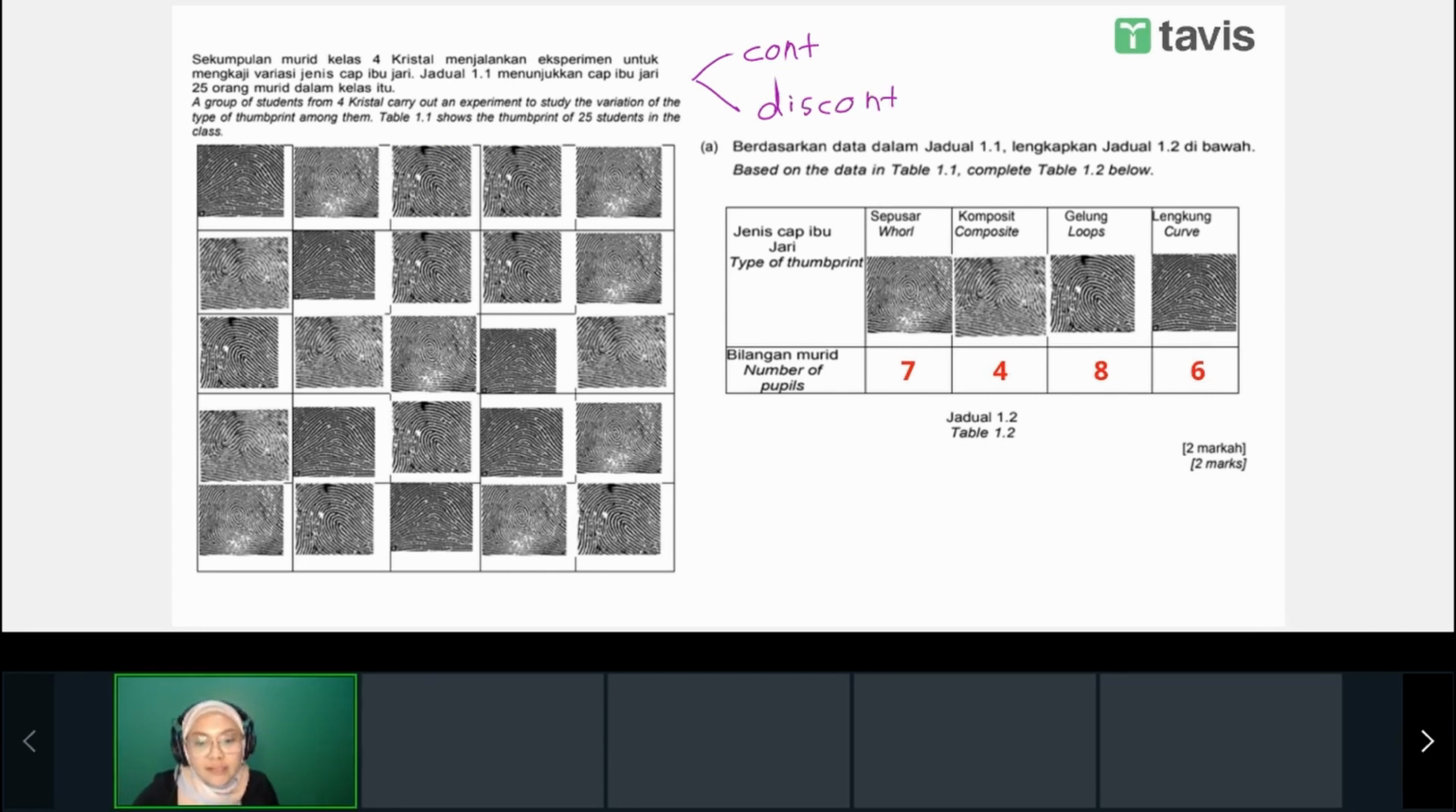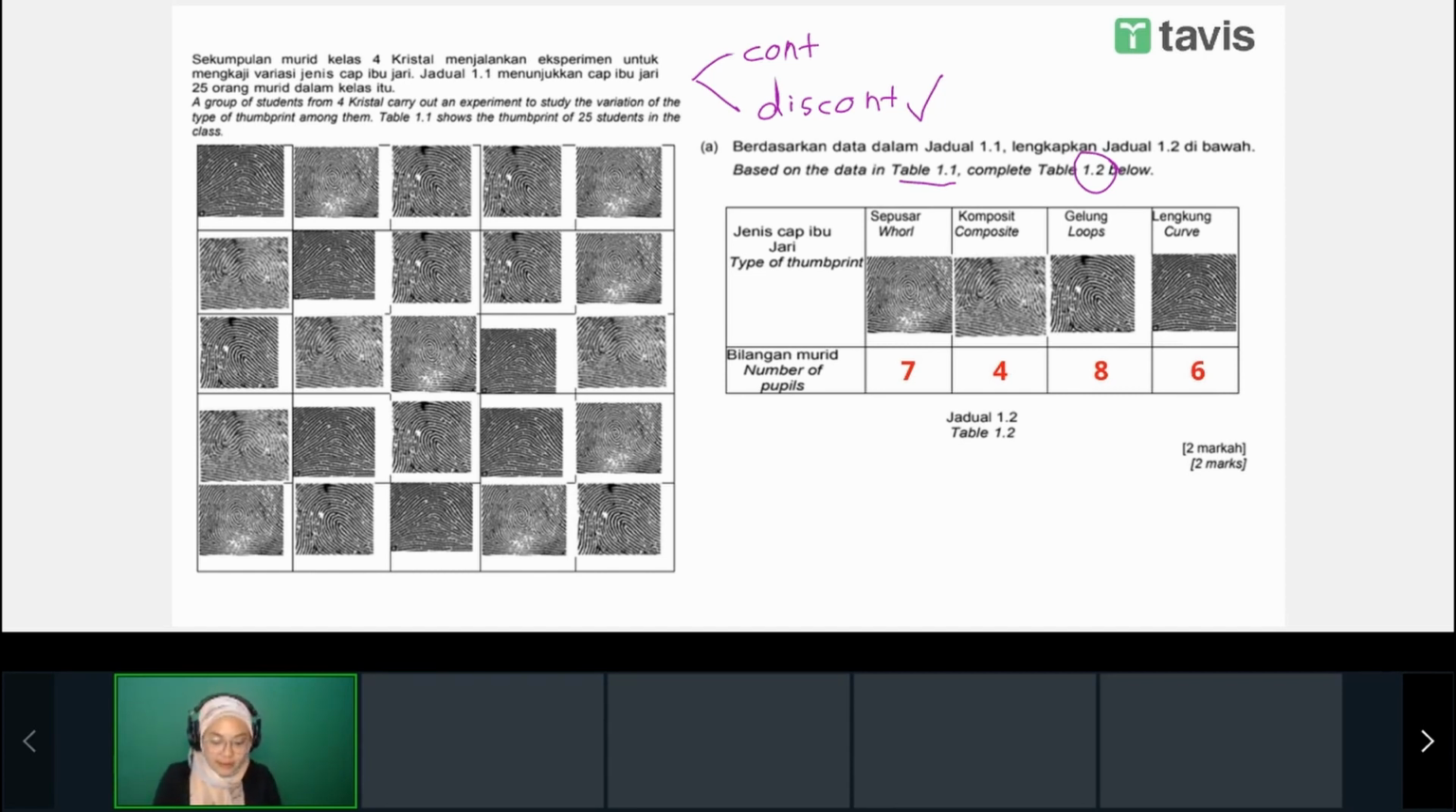This one is the discontinuous variation because the characteristic is very distinct, very clear. We cannot measure, we can only see the character. Okay, based on the data in table 1.1, complete table 1.2 below. They already give an answer, you just only have to calculate.